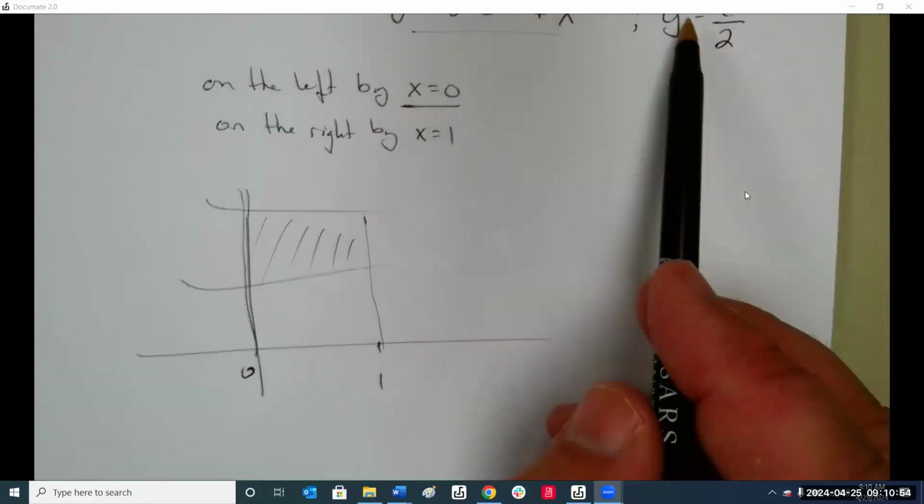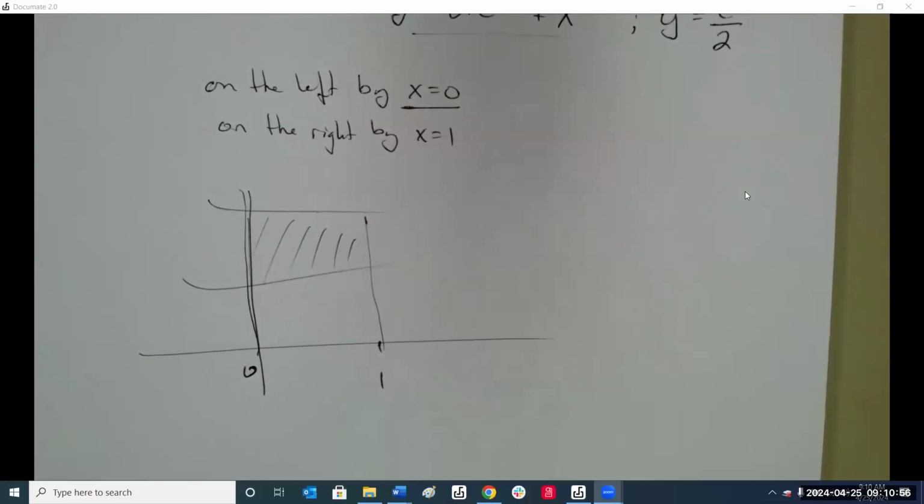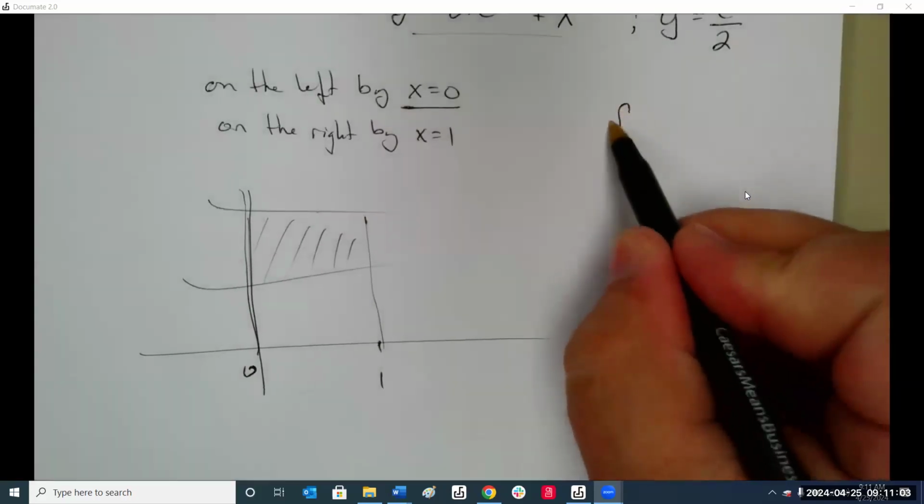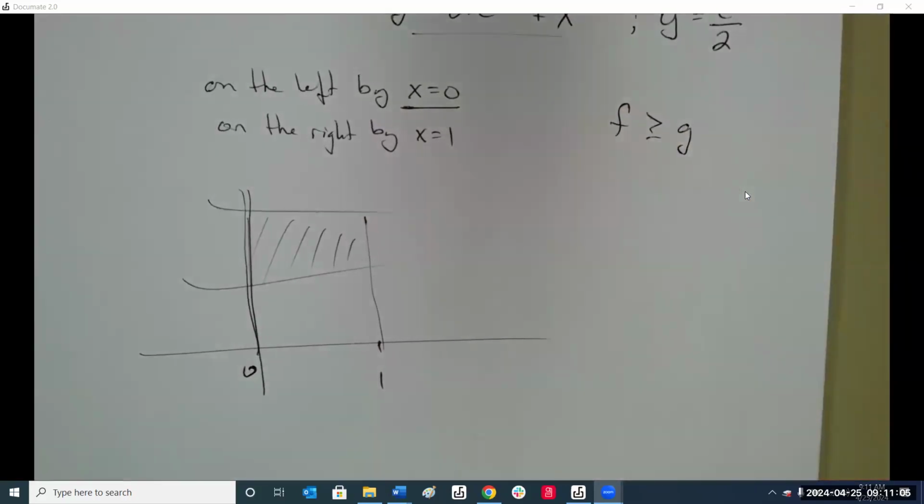Okay, if they didn't tell us which one's higher or lower, how would you find out? Remember that f of x is always bigger than g of x. How would you find out which one's the f of x? We know the domain is from 0 to 1. What would you do? How would you graph it? Yeah, so you wouldn't graph it.